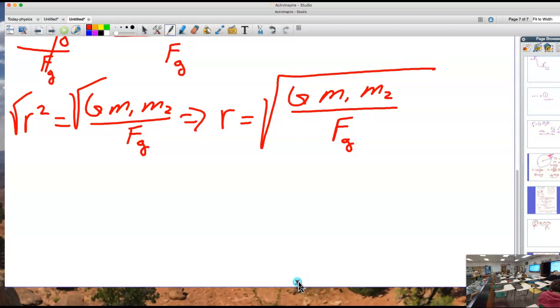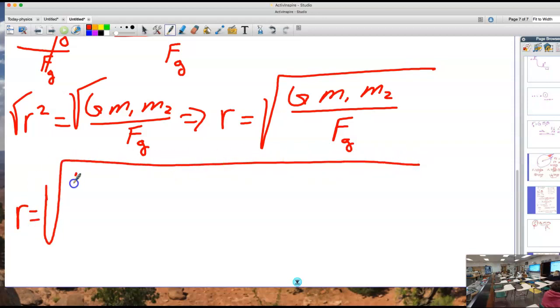So then r equals the square root of 6.67 times 10 to the negative 11 times, what was the mass of 1? Which one is 1 going to be? Earth or Mars? Earth. I'm going to come back here and make that one Earth, and that one Mars, instead of 1 and 2. Is that okay? So mass of Earth was 6.0 times 10 to the what?